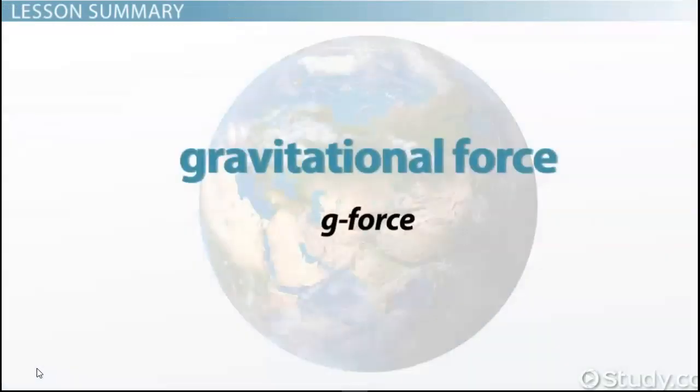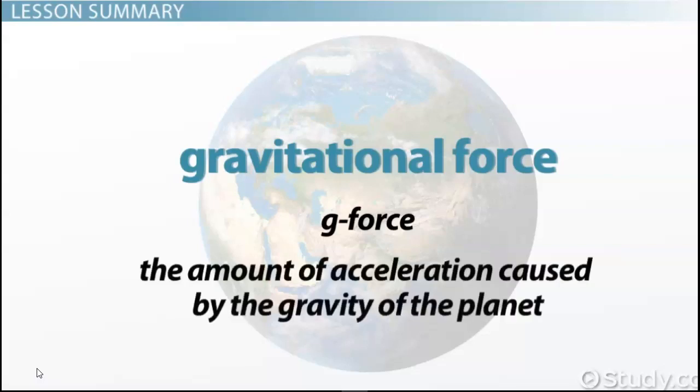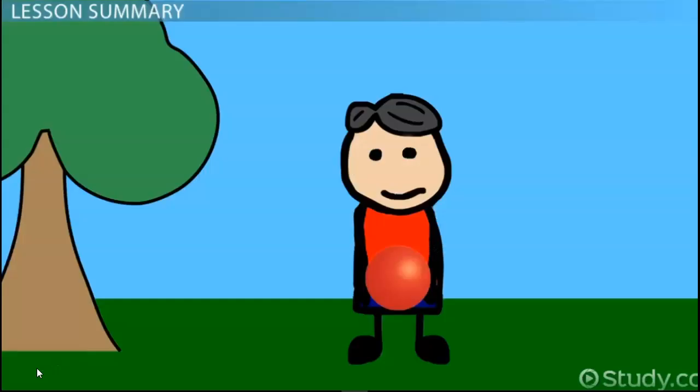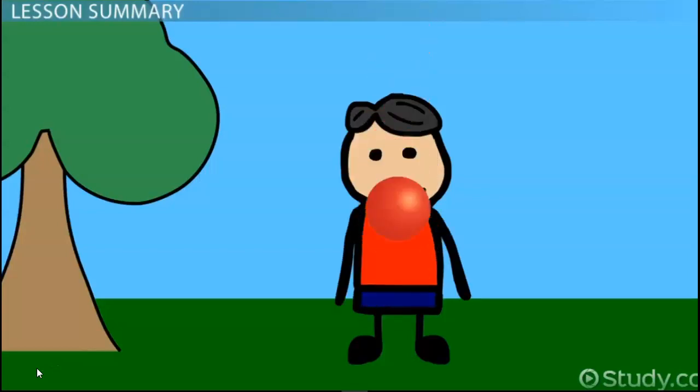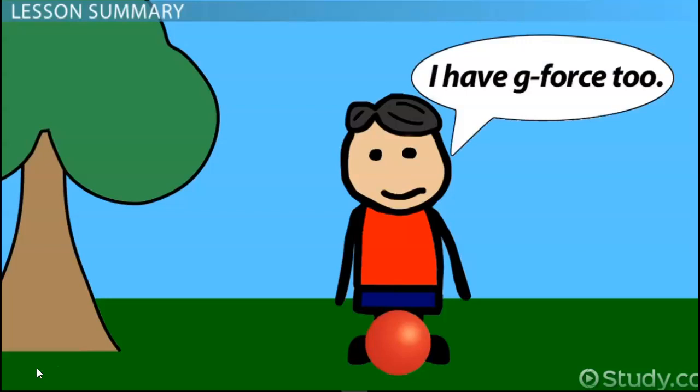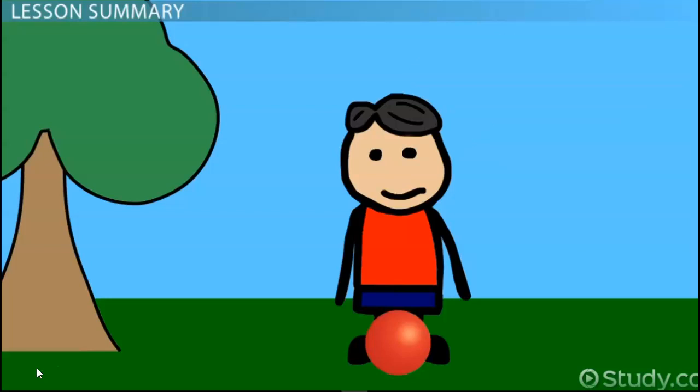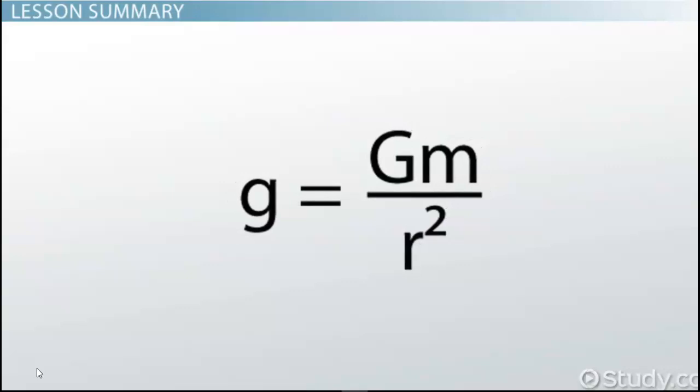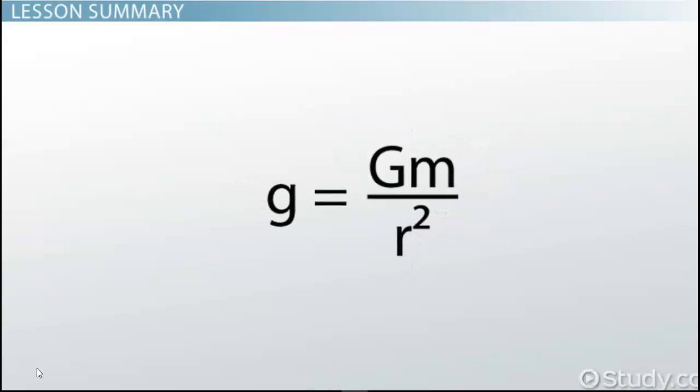The G-force is the gravitational force of a planet. It tells you the amount of acceleration caused by the gravity of the planet. This is what causes things to fall and stay on the ground. Actually, it's not just planets that have a G-force. Every single physical object has a certain amount of G-force to it. To calculate this G-force, use this formula.